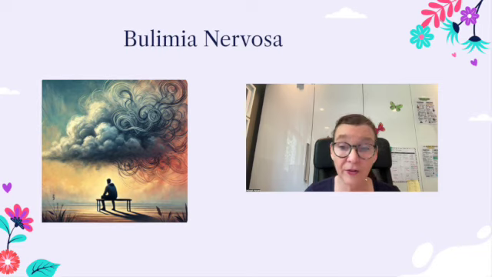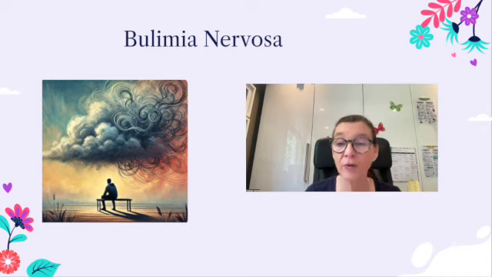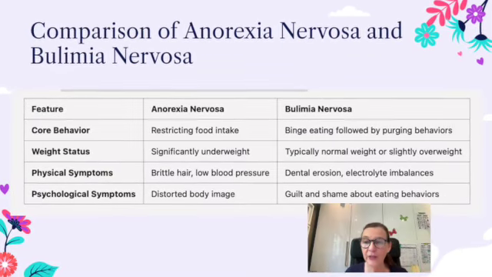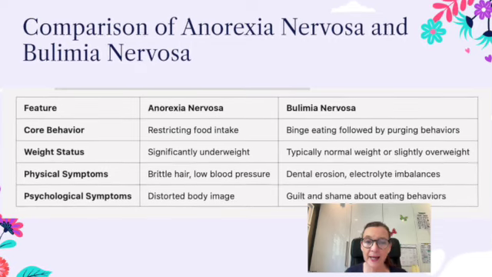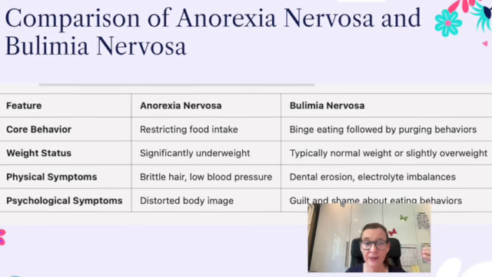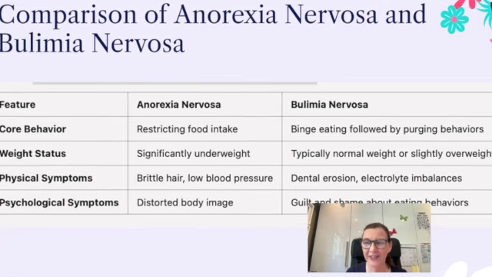While it can be difficult to detect, especially when individuals appear healthy on the outside, the physical and emotional effects can be severe. So with treatment like cognitive behavioral therapy and nutritional counseling, recovery is definitely possible. On the side, I just made you a little chart to compare the two eating disorders, anorexia nervosa and bulimia nervosa, with the core behaviors, weight status, physical symptoms, and psychological symptoms, just a little in a nutshell for you.